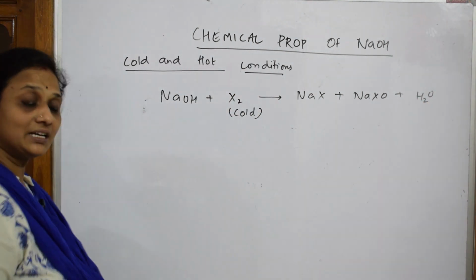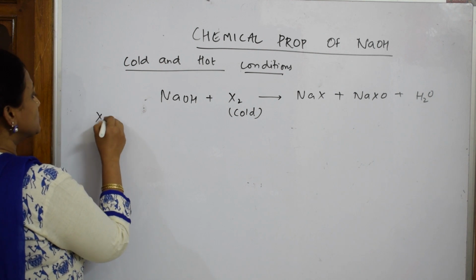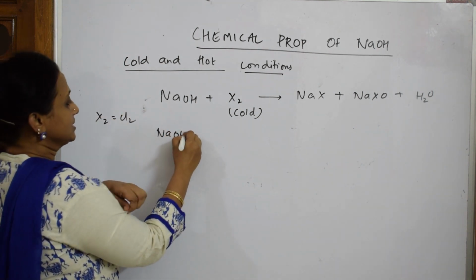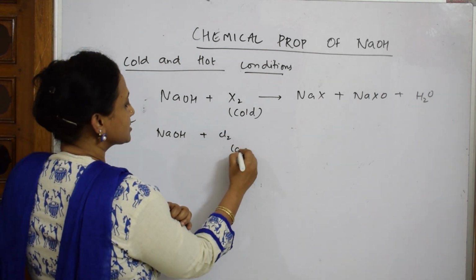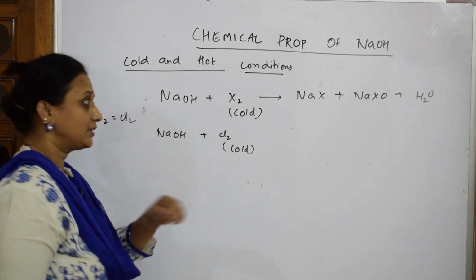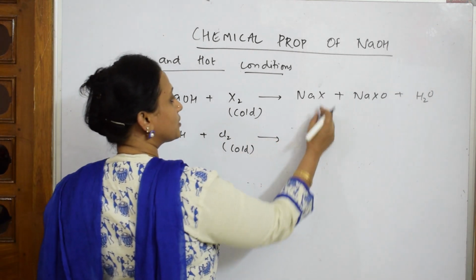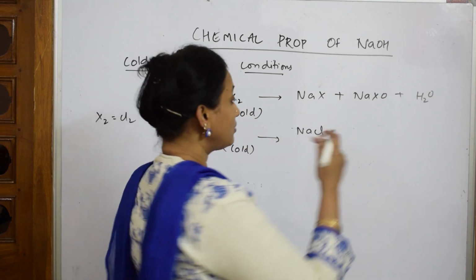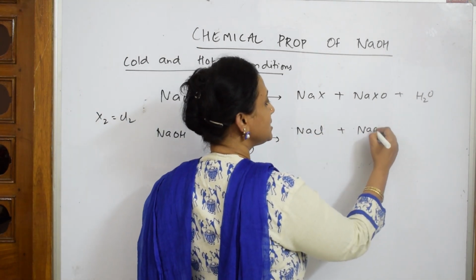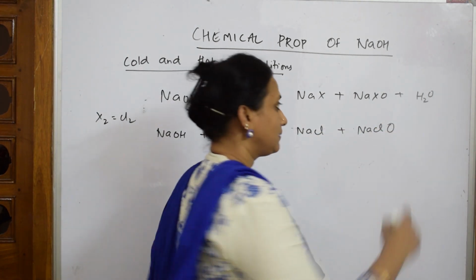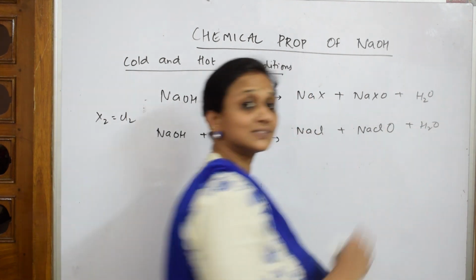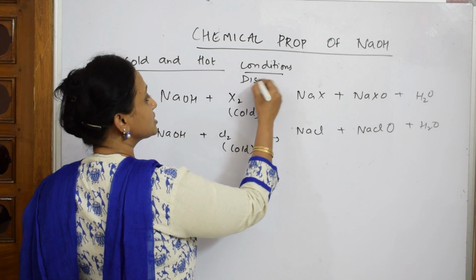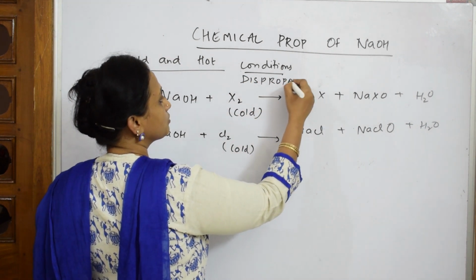Now let me take this example. If X2 is chlorine, sodium hydroxide is combining with chlorine here, and it is in which condition? Cold condition, right? This is going to form a product. The first product, instead of NaX, you're going to write NaCl. Instead of NaXO, you're going to write NaClO plus water. Now, what is this reaction? This reaction is called the disproportionation reaction.